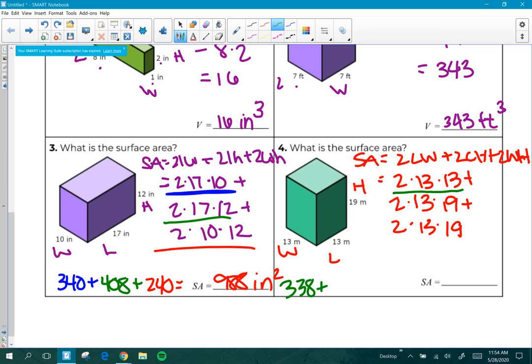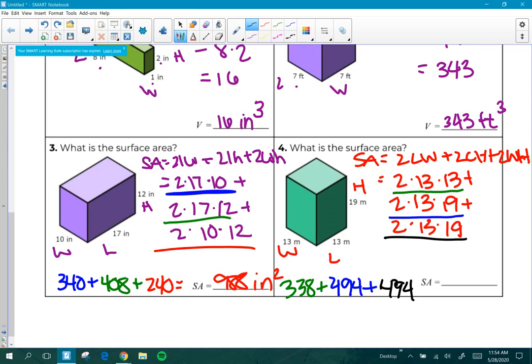So these aren't hard problems, but they are very nitpicky, so just make sure that you're taking your time. So again, 2 times 13 times 19. So doing a multiplication first. All those numbers are being multiplied together. Get 494 plus that last guy, 2 times 13 times 19, which I just did, is 494.